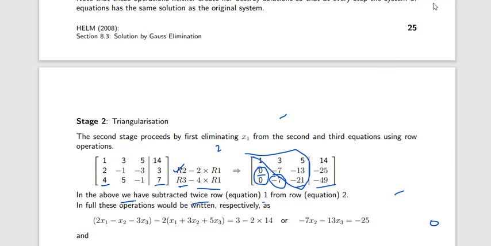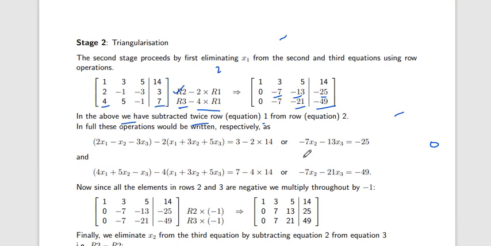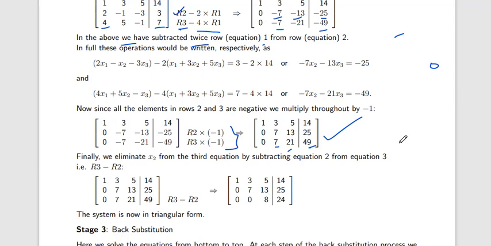So how do we get this to be 0? First of all, here minus, minus, minus, we can remove the minus. If we multiply the second row by minus 1, then we get 0, 7, 13 and 25. And also in the third row we multiply by minus 1, we get 7, 21 and 49. Multiplying by minus 1 removes the minus. So simply, we will get this type of matrix.